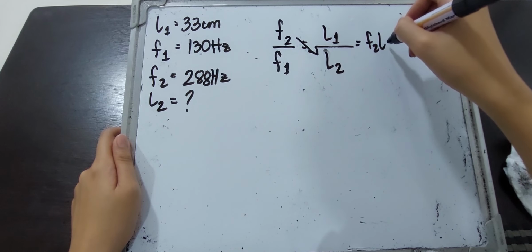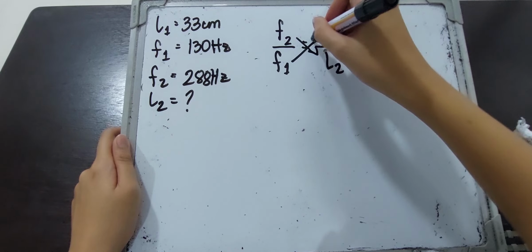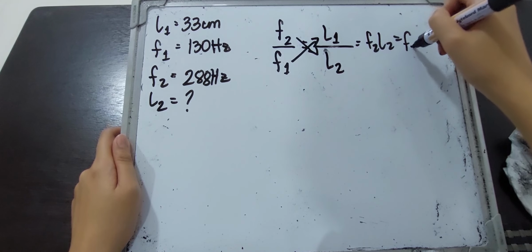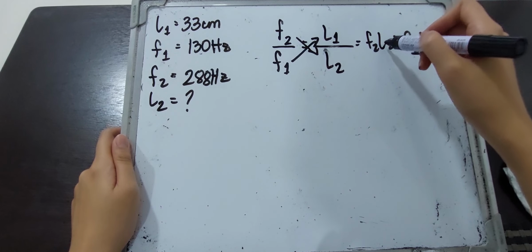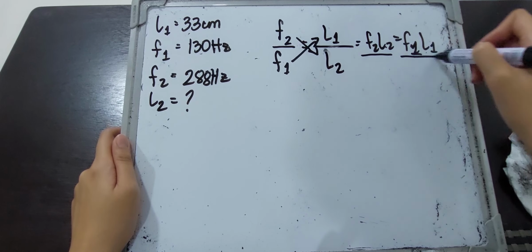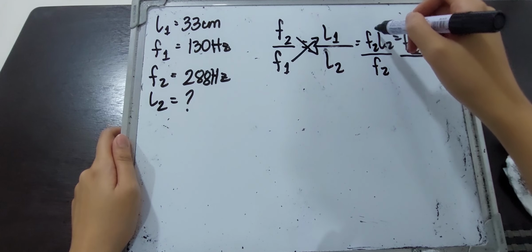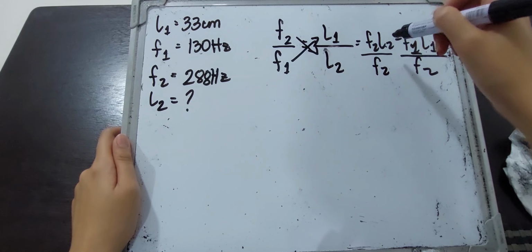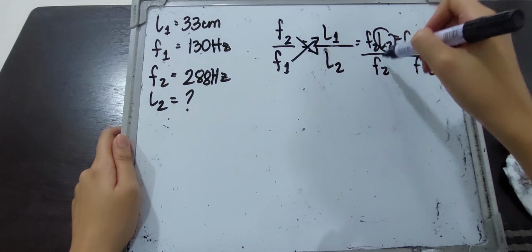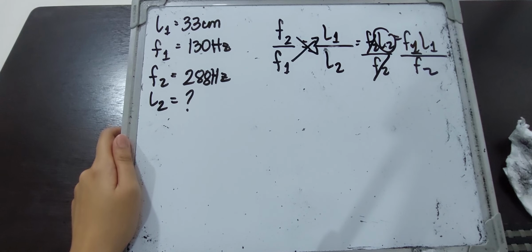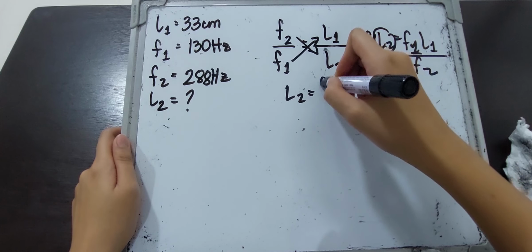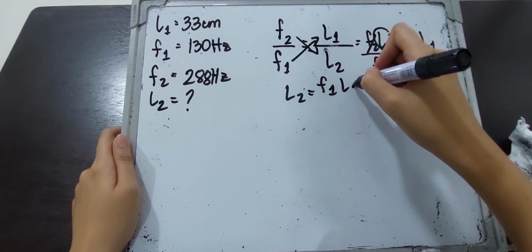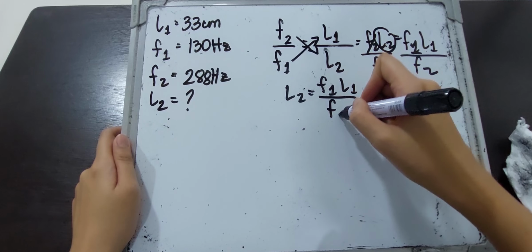So, we have F2 L2 is equal to F1 times L1. Since we are going to solve for L2, divide both sides by F2 so that it cancels out. To isolate L sub 2, divide both sides by F2. So, our formula is L sub 2 is equal to F sub 1 times L sub 1 divided by F sub 2.